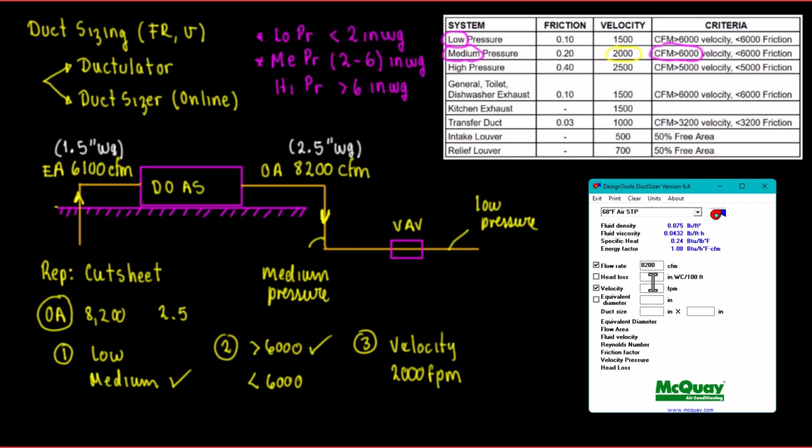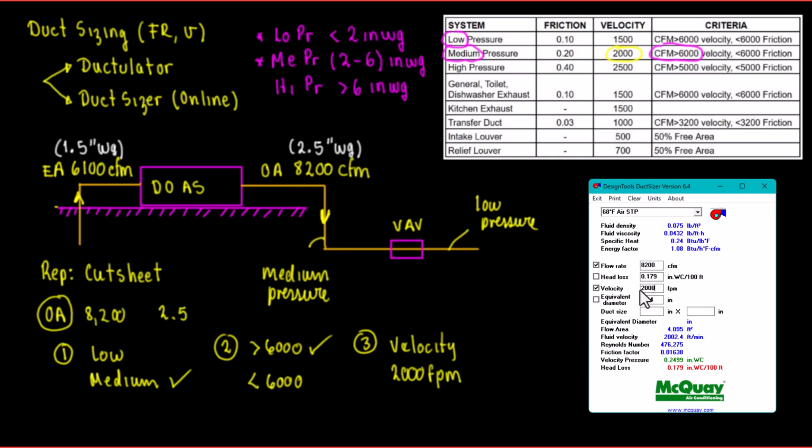8,200 CFM. And then I'm not going to use the head loss, which is the friction, inches of water column per 100 feet. It's not the friction. I'm going to size it based on velocity, which is 2,000. So velocity in here, I'm going to put 2,000. That's all you need: CFM and velocity criteria.